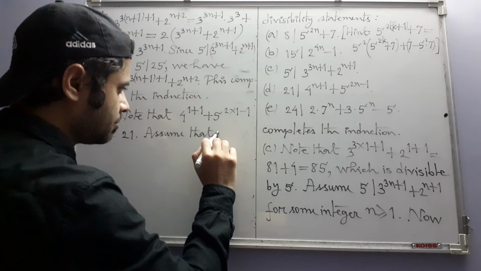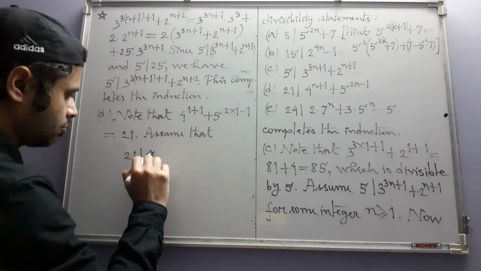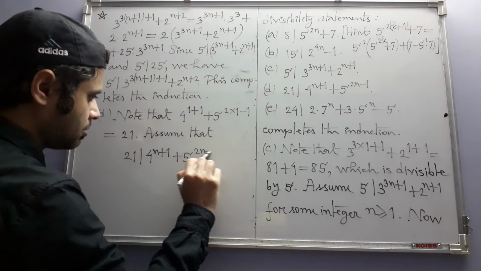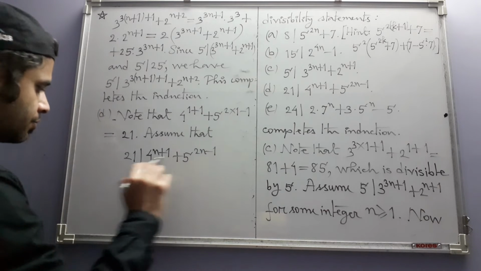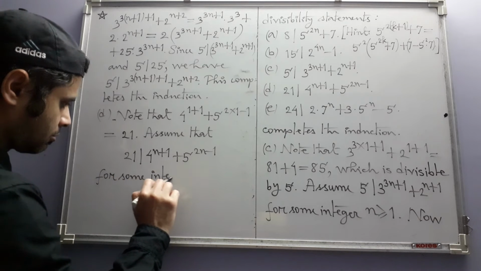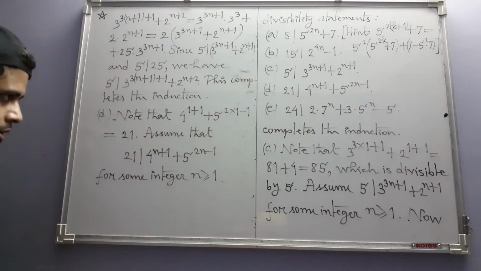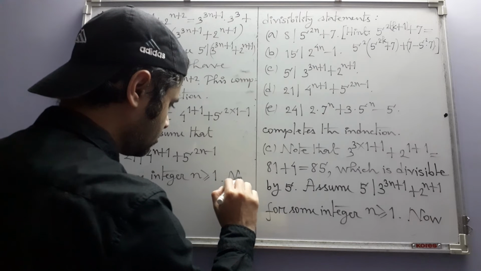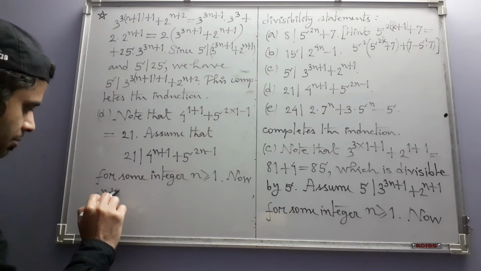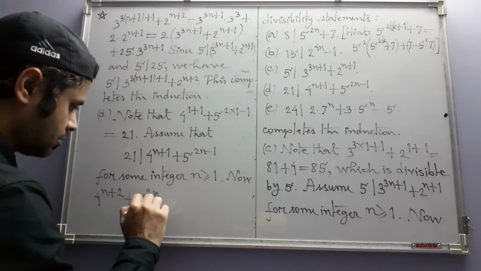Now assume that 21 divides 4 to the power n plus 1 plus 5 to the power 2n minus 1 for some integer n greater than or equal to 1. Now if we replace n by n plus 1, we will concentrate on this expression.